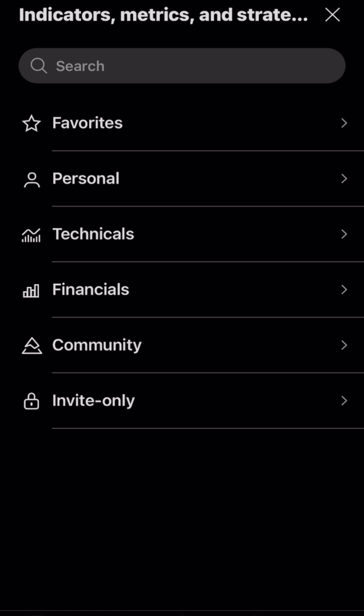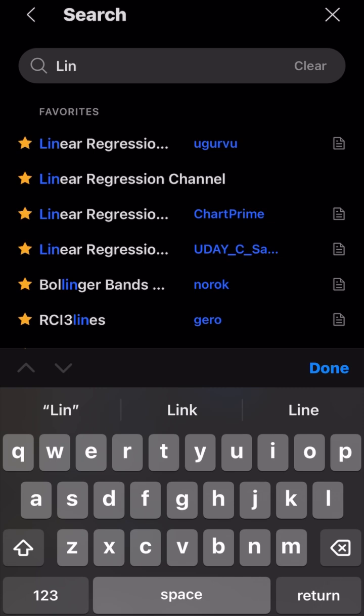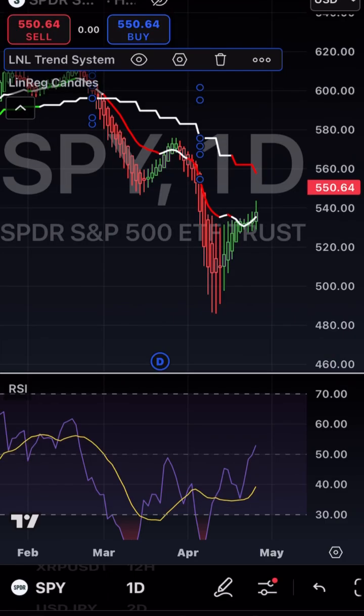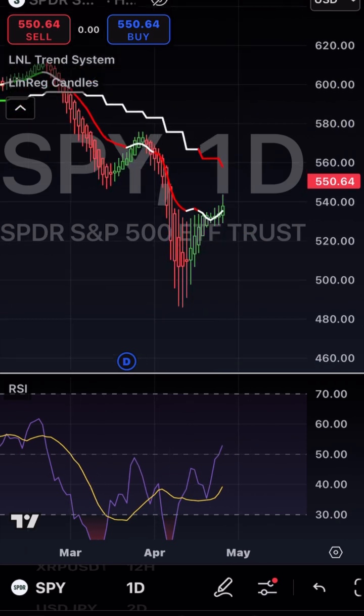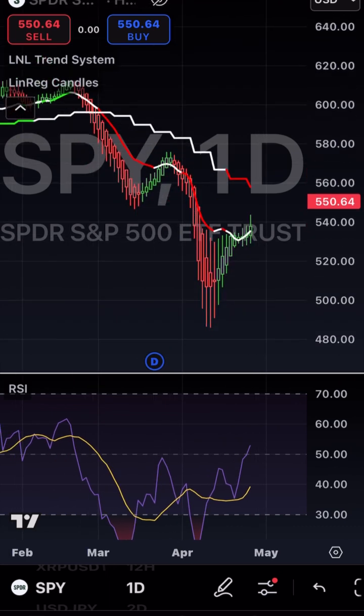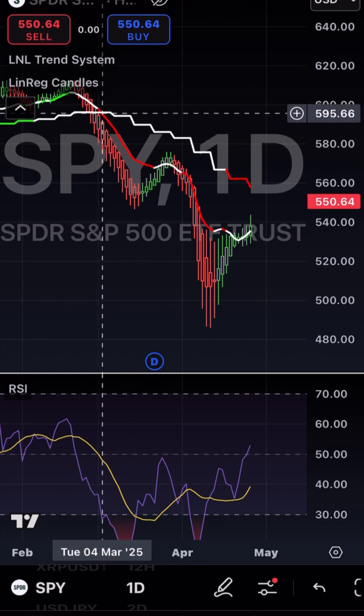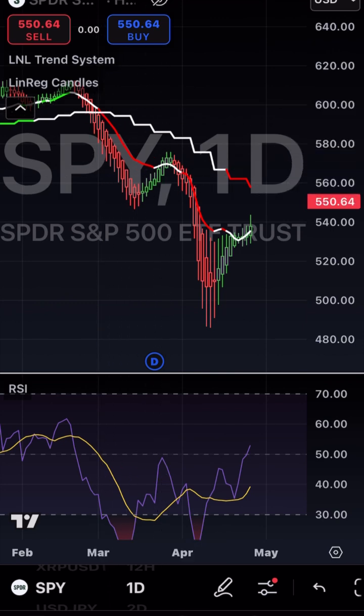So if you go to your linear regression candles, you want to remove your regular candles. After that, you want to get your RSI. After you have that set up, we want to look at the long term and see what's happening here. If we go to the last point it crossed on the daily right here, we can see that it has crossed down. So the overall direction is down for the S&P.